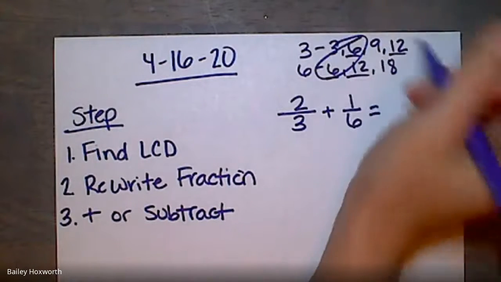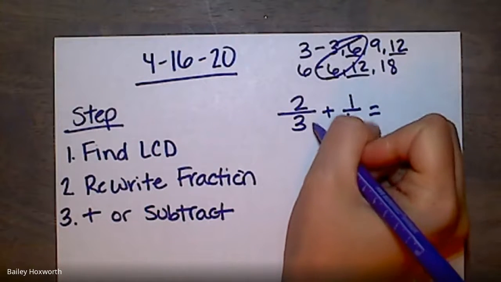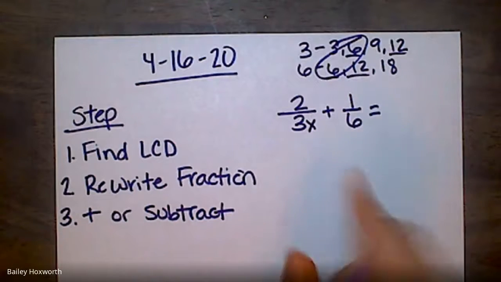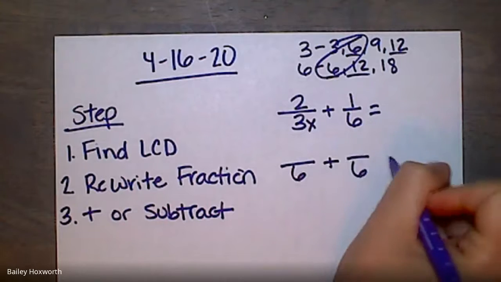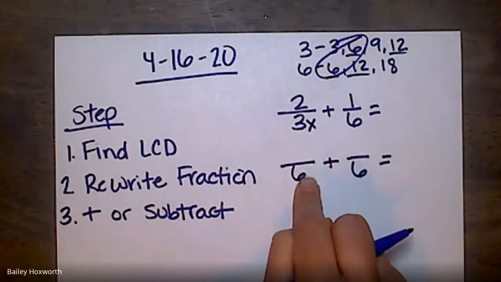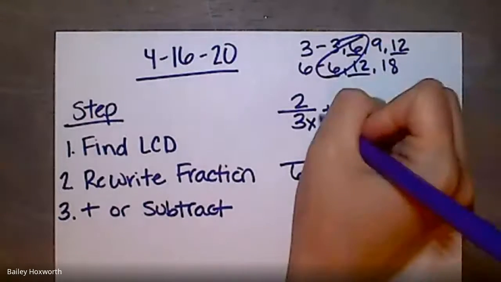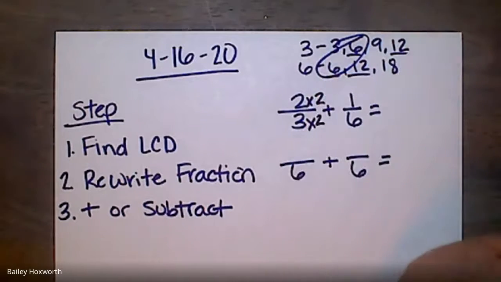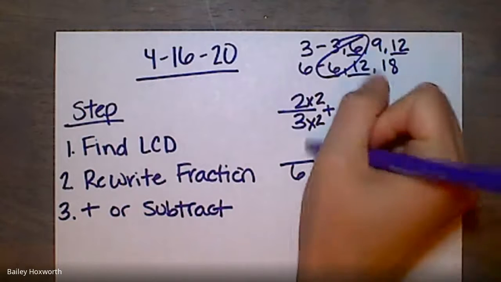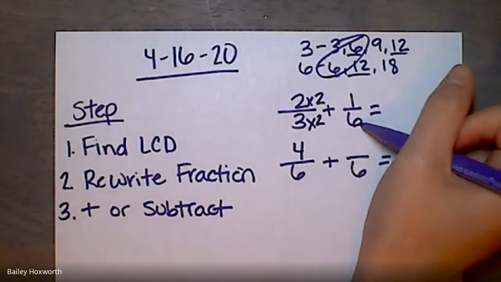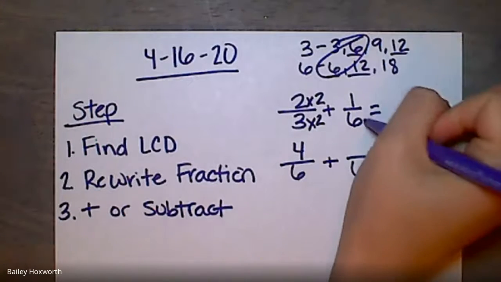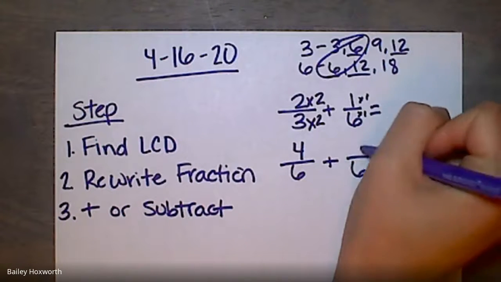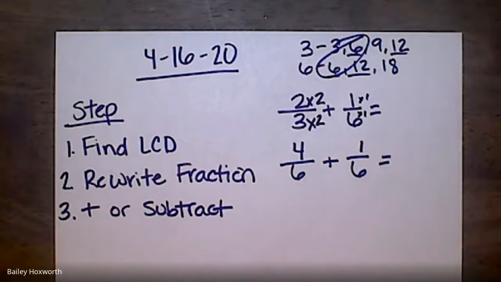They have 6. So now, how many times did you multiply 3 to get to 6? Because I got to rewrite my fraction now. I know that both my denominators are now going to be 6. So how many times did you multiply 3 to get to 6? 2 times. And whatever you do to the top, you got to do to the bottom. So what's 2 times 2? 4. And then how many times did you multiply 6 to get to 6? 1. So if I multiply the bottom by 1, I got to multiply the top by 1. So now I have my fraction rewritten, and they have common denominators.